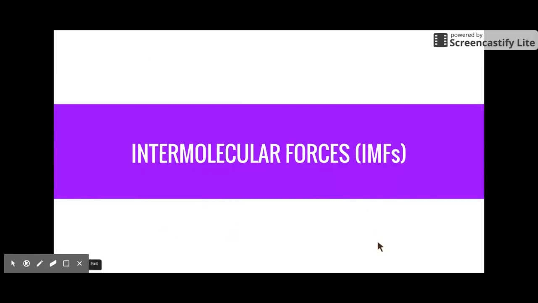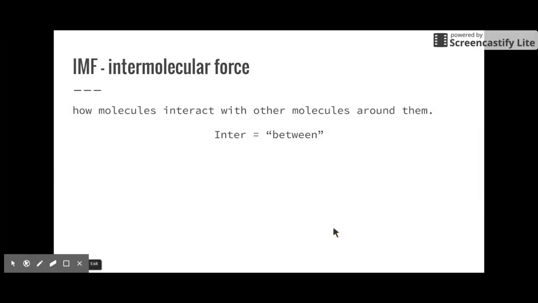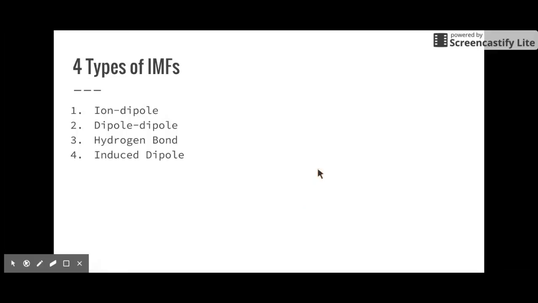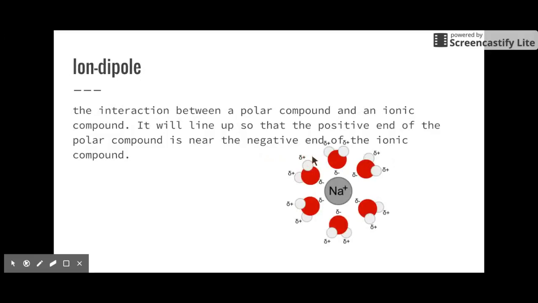Why are we talking about these? Well, in order to talk about intermolecular forces. Intermolecular forces literally means forces between molecules. Inter means between. How do molecules interact with other molecules around them? There are 4 types of intermolecular forces: ion dipole, dipole-dipole, hydrogen bond, and induced dipole. And I want to talk about them individually.